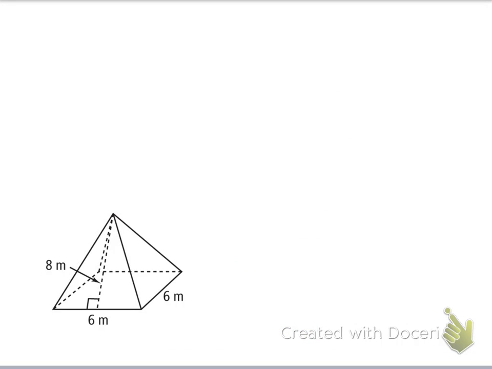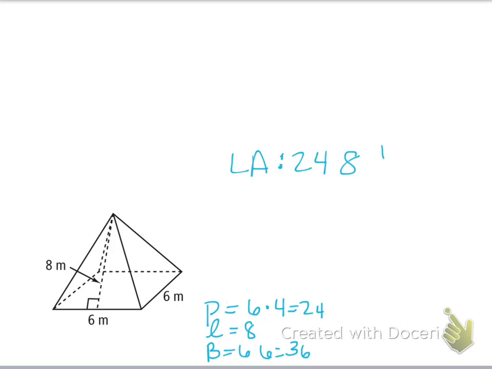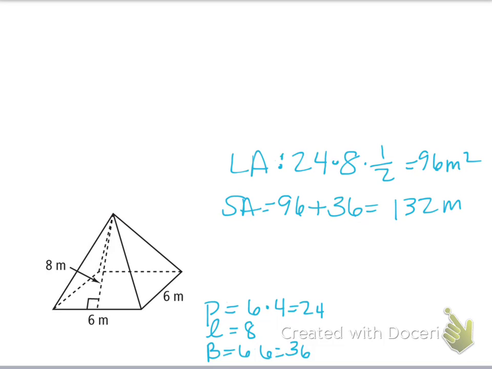Okay, my next one, we need perimeter, slant, area of the base, so 6 times 6 gets me 36. My slant, or my outside height, is 8, and my perimeter is 6 plus 6 plus 6 plus 6, or 6 times 4, which gets me 24. So I've got 24 times 8 times 1/2 to get 96. Then I take that 96 and I add the area of the base of 36, which is 132 meters squared.